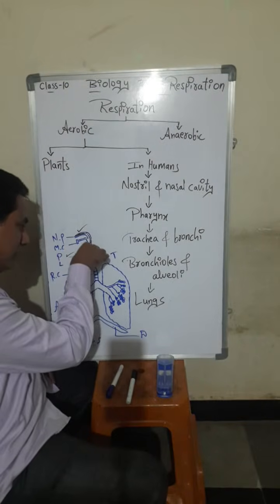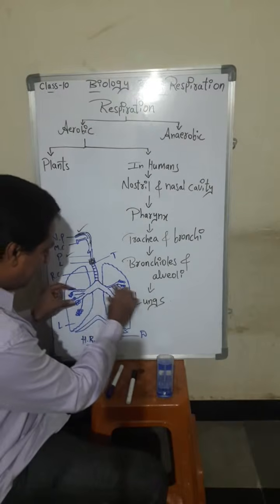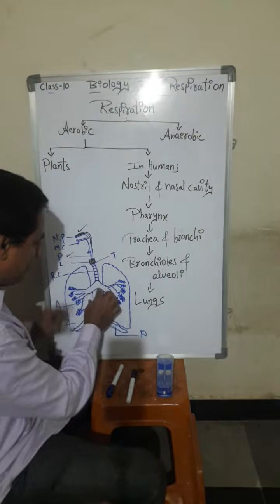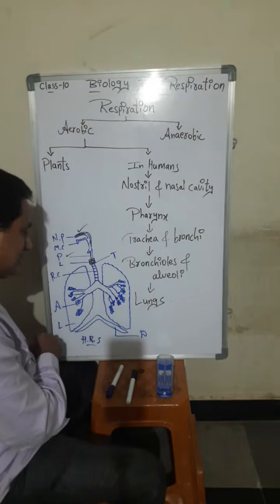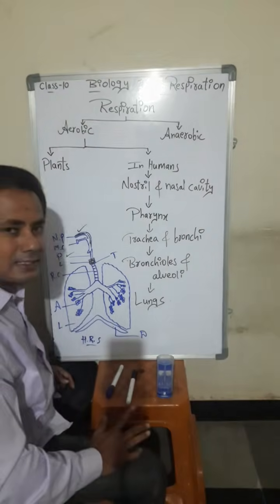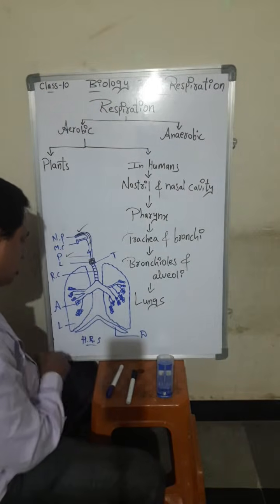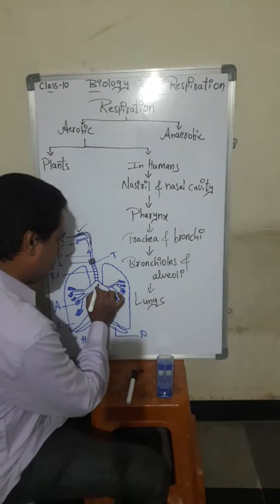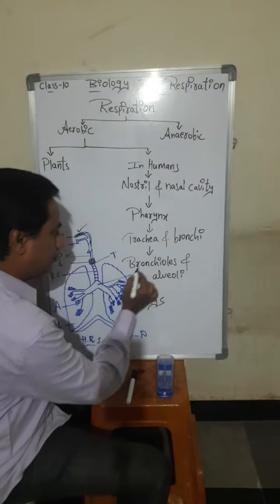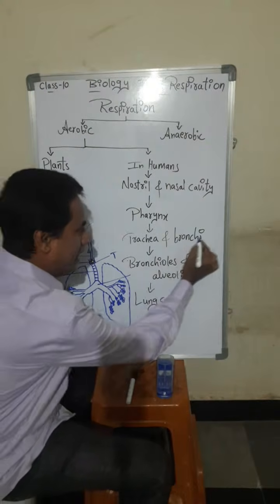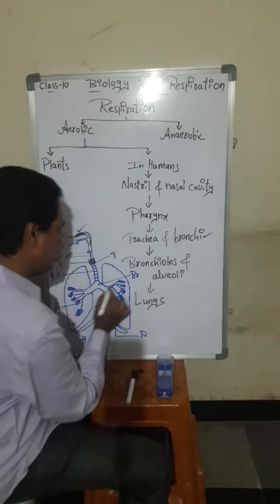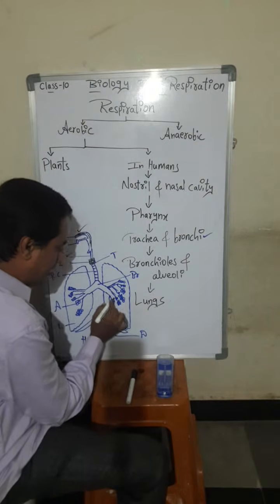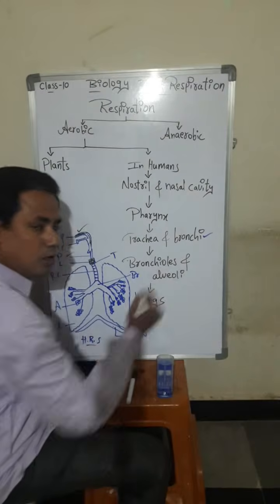So the air will move through the rings of cartilage, and then the windpipe divides, students, towards the lungs. So both these are lungs. This dividing part is what we call the bronchi. Here I have mentioned bronchi, which is dividing. After dividing, it goes everywhere. These are bronchioles.